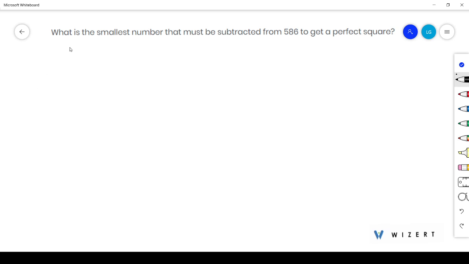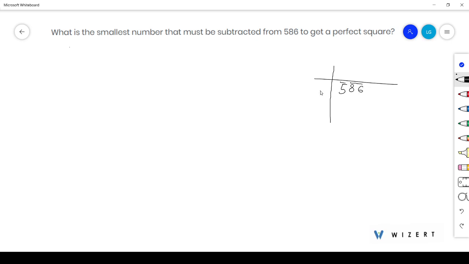Our question is, what is the smallest number that must be subtracted from 586 to get a perfect square? Now, firstly, let us find the square root of 586 by long division method. Group the digits of 586.